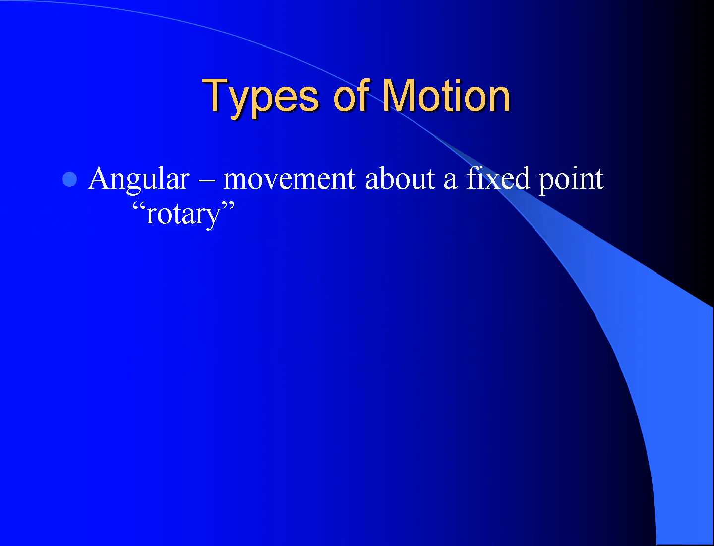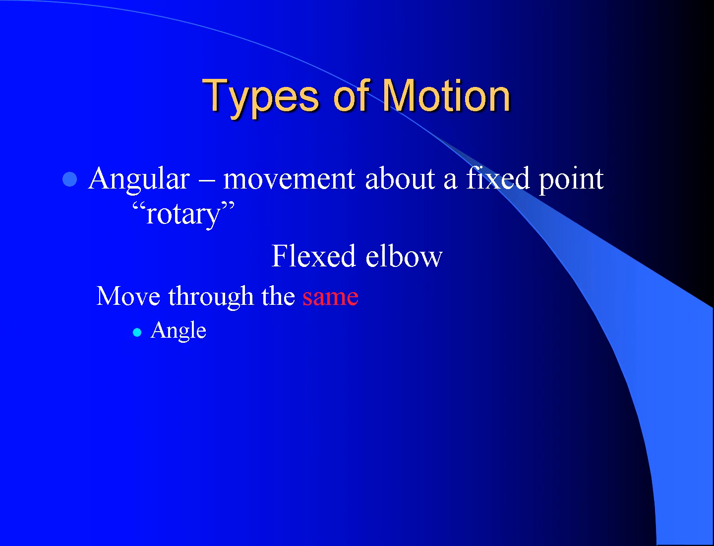Angular, as I mentioned, is movement around a fixed point. It's rotary movement, and it's the movement that occurs in most of our joints. Flexion of the elbow is a good example of angular movement, and your book also shows a nice picture of flexion and extension of the knee. What we do know about angular movement is this: as the motion occurs, we move through the same angle.